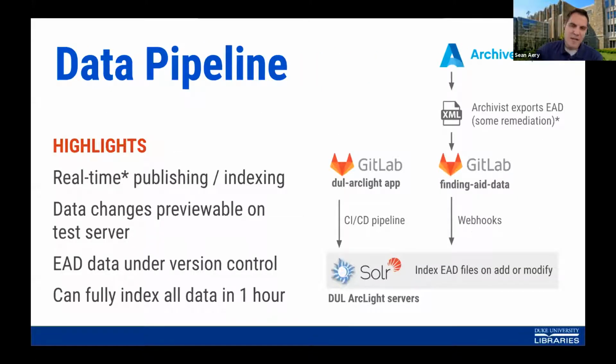I did want to mention our data pipeline because this has very much changed from what we had, very much improved. What we have now is essentially real-time publishing and indexing for our archival data. We had never had anything like this before. We can fully index all of the data in about an hour. This is 4,000 collections and about 1 million components, which really translates to 1 million Solr documents. We're really happy with how this has sped things up for us. And we also now have EAD data under version control for the first time at Duke.